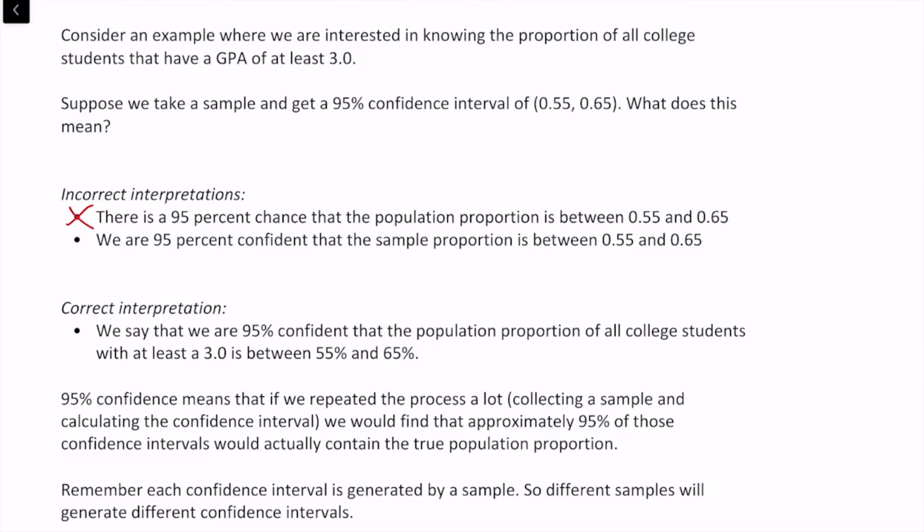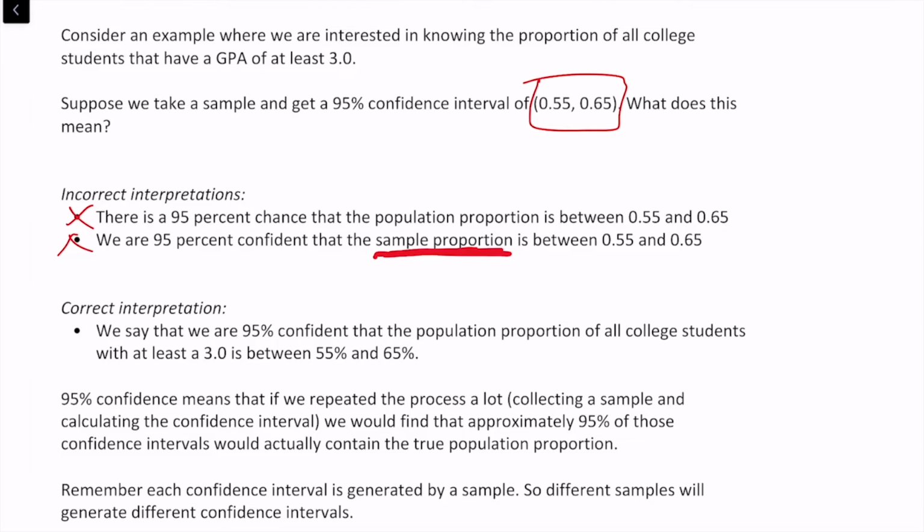So that is an incorrect interpretation. All right. Or some people will say we are 95% confident that the sample proportion is between 0.55 and 0.65. That is also incorrect. The reason why this is incorrect is because this is very close to the correct interpretation. It's incorrect because it's talking about the sample proportion. We know what the sample proportion is because we calculated it from a sample, and that's how we were able to calculate the 0.55 to 0.65. So we know the sample proportion. A confidence interval talks about a population value. So it's very, very important.